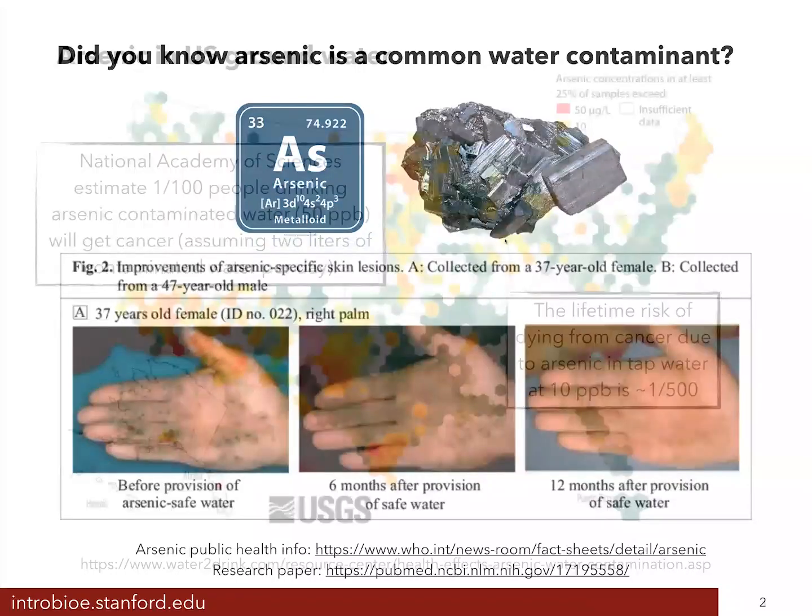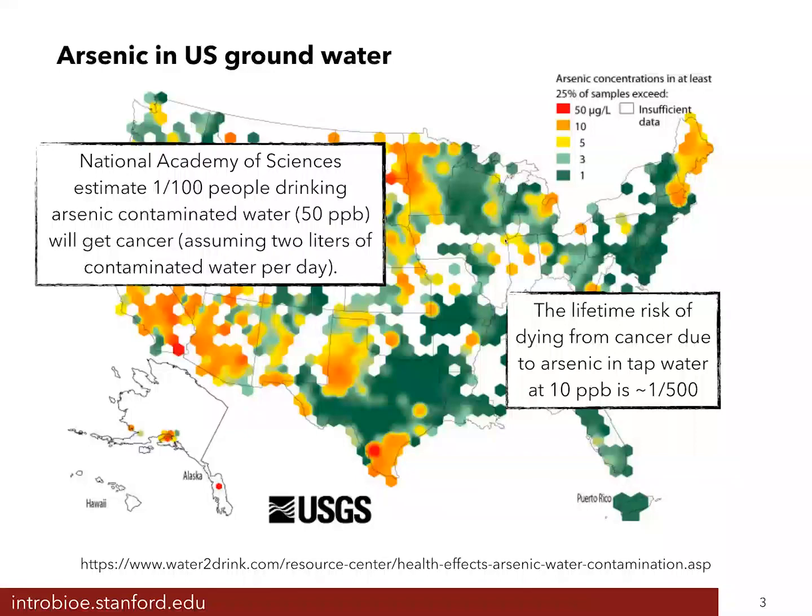Now, there actually is arsenic in the US groundwater. The slide here is showing you a map of arsenic concentrations in groundwater samples. And I just want to point out that this stuff is pretty potently toxic. The National Academy of Sciences estimate that about 1 in 100 people drinking arsenic-contaminated water, that's water that contains at least 50 parts per billion of arsenic, will get cancer, assuming that they consume 2 liters of contaminated water per day. That kind of boils down to the lifetime risk of dying from cancer due to arsenic in tap water at about 1 in 500.